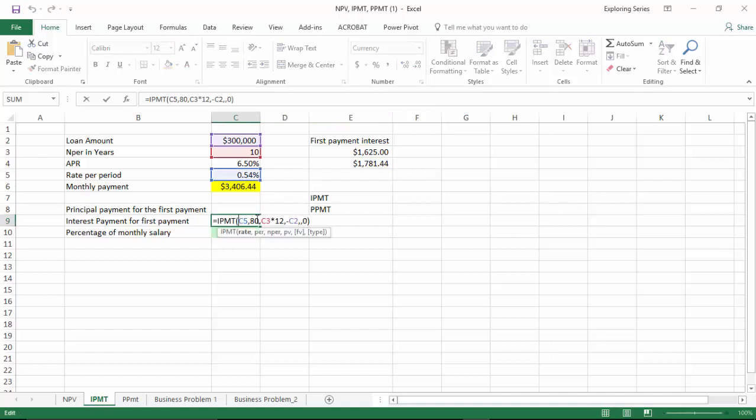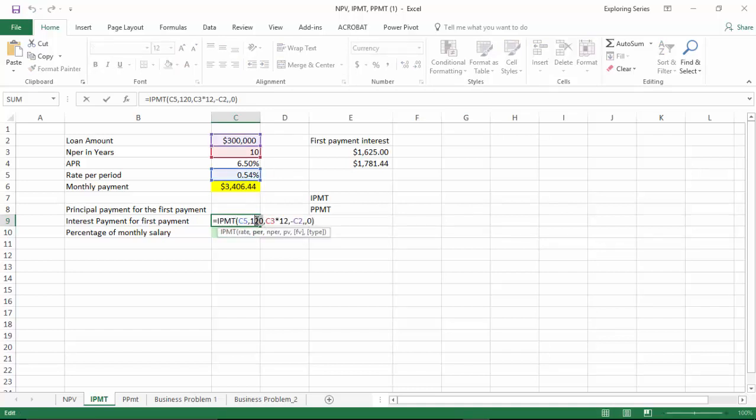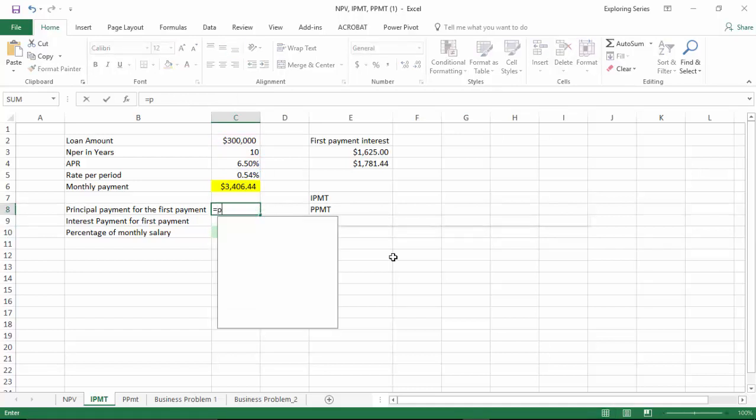Okay. So in this case, if I want to go to, say, the 120th payment, all I have to do is change 80 to 120. And now it's telling me that I have $18.35 in interest that I'm paying on the 120th payment. Now, if the concept of interest going down is confusing to you, check out the next video on amortization, all right? And you'll be able to see that in action. But before you do that, how about we talk about Ppmt for just a moment? So I'm going to go ahead and change this back to 1. And let's talk about the Ppmt function, all right?